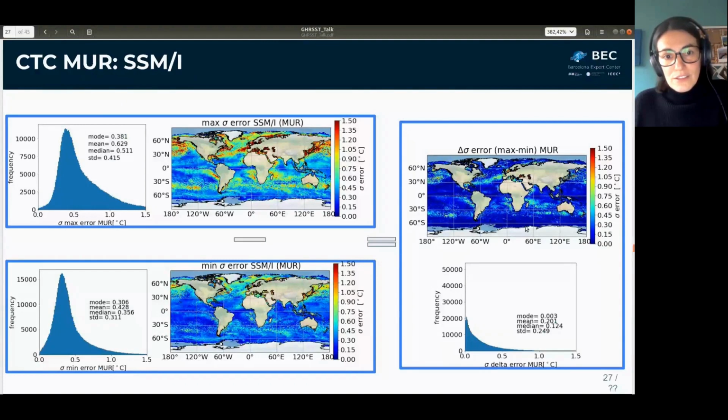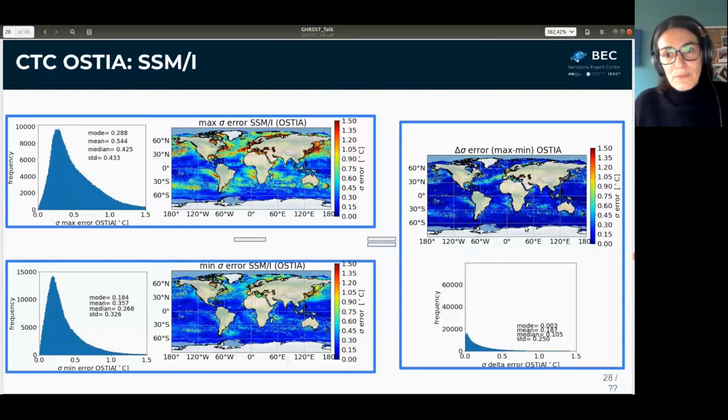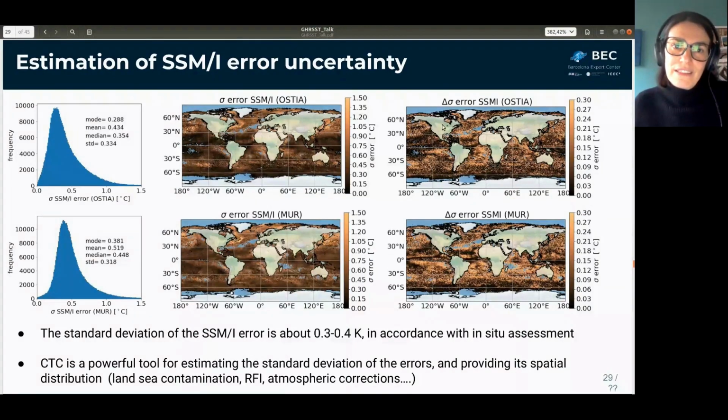So we did the same for the OSTIA sensor, and as you can see, they are different, the amplitudes are different, but the spatial structures are kind of the same. And so finally, this would be our estimation of the standard error of SSMI provided by OSTIA, and on the second row by Moore. The bluish points are the points that we mask out because we consider that the uncertainty of the estimation is higher. So as you can see, there are also differences, but they are kind of coherent. You have here the probability density function, and as you can see, the statistics and the metric show that the standard deviation of the SSMI error is about 0.3 and 0.4 Kelvin, so degrees, which is in accordance with this in situ assessment.